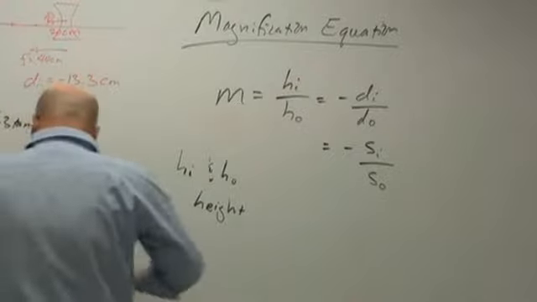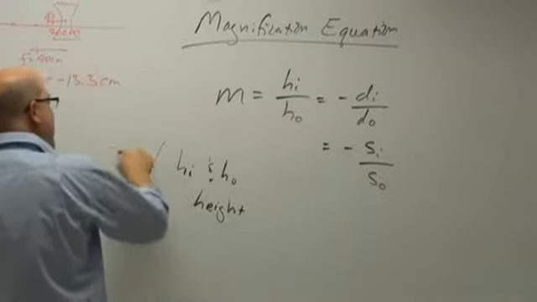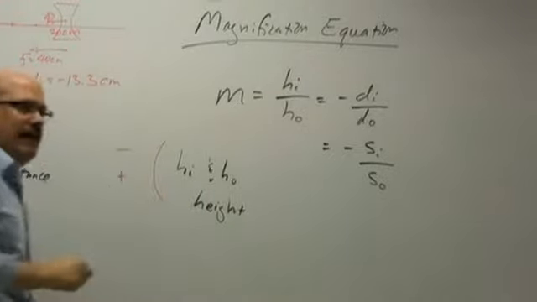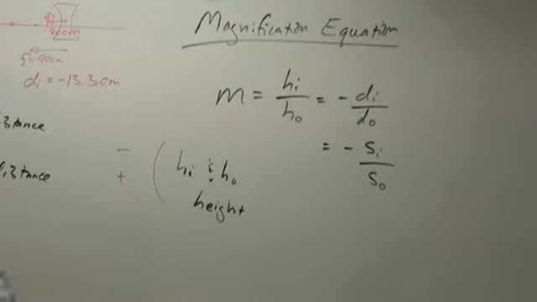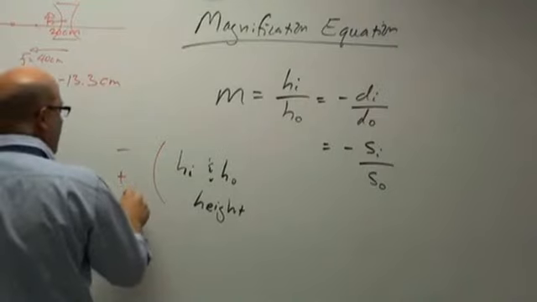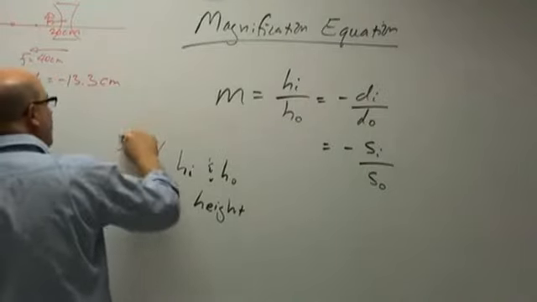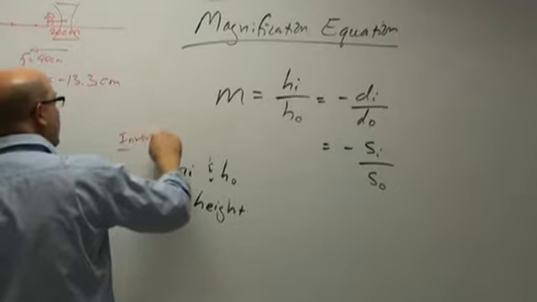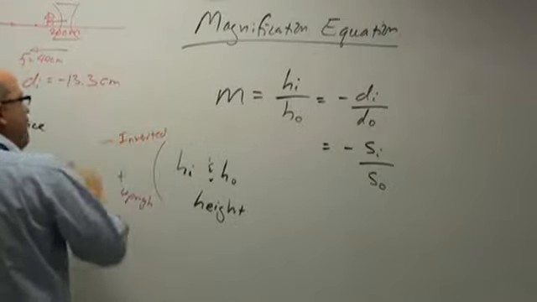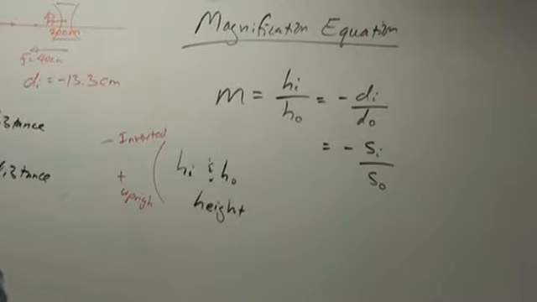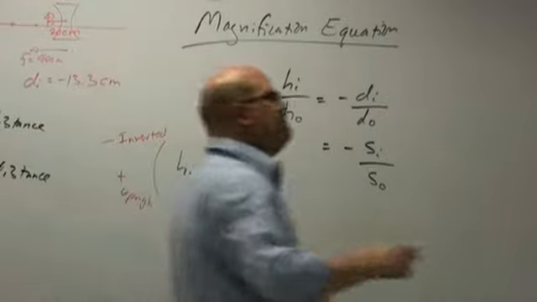So wait a minute. What would a negative and a positive mean here? How do you have a negative height? The positive means upright. Negative means inverted. So negative height means inverted. If you get an answer that's negative, that means it's been flipped over. That's all it means. Piece of cake.